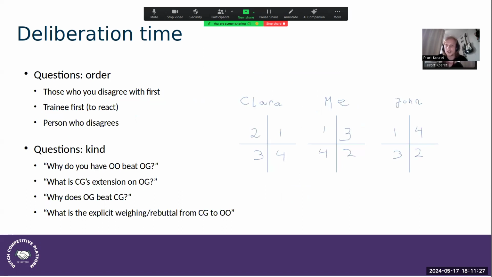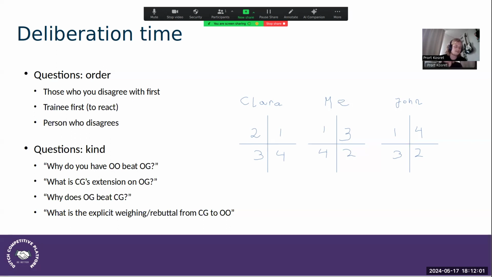Now I'm going to give you an example. This is the example that I just made up. I am judging here. I have OG first, CO second, OO third, and CG fourth. Now with me, I have the panelists John and Clara. The way I would ask questions is, again, we would start chronologically, so we'd start with the opening half first. I noticed that Clara has the minority opinion. So what I would say is, okay, Clara, you have the minority opinion here. Why do you think that opening opposition beats opening government?